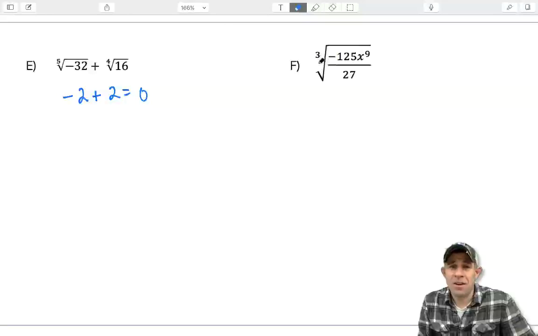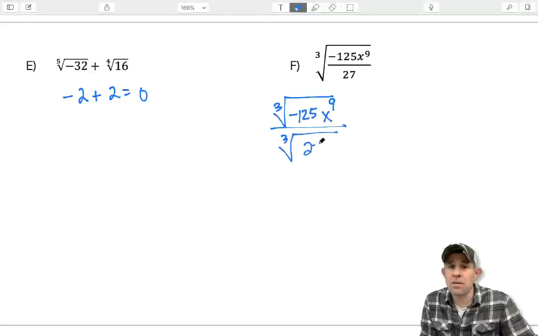Now, letter F, we've got the cube root of negative 125 x to the 9th over 27. So if we just break this down by our numerator and denominator, let's take the cube root of negative 125 x to the 9th, divide that by the cube root of 27, and that's going to result in negative 5x cubed all over 3.